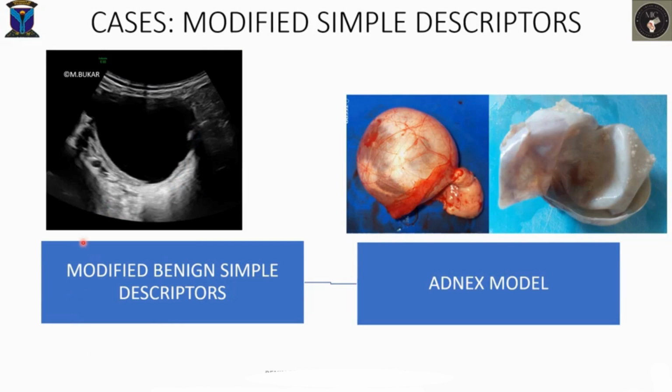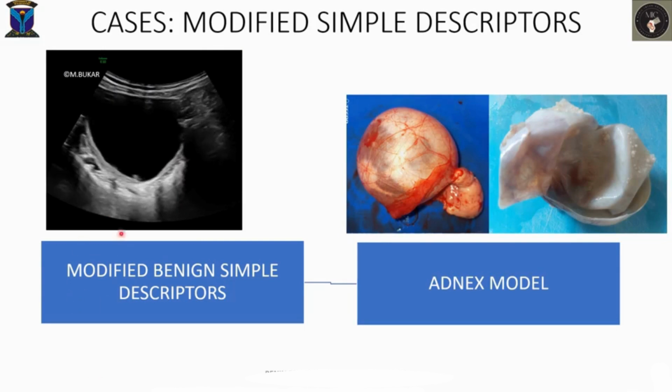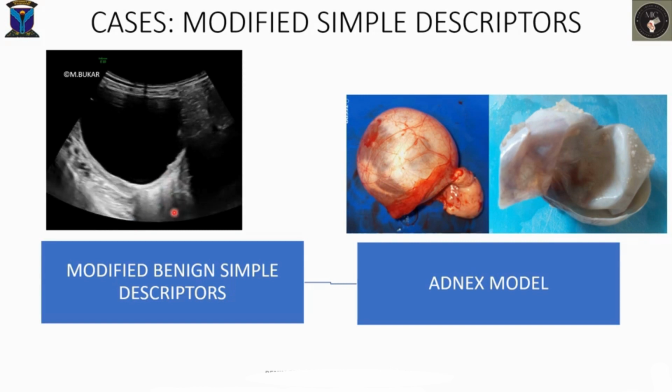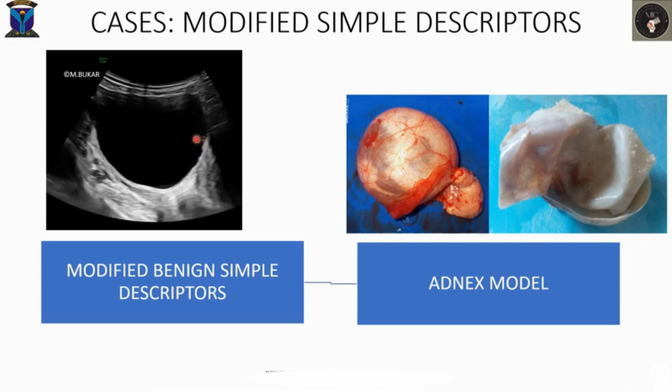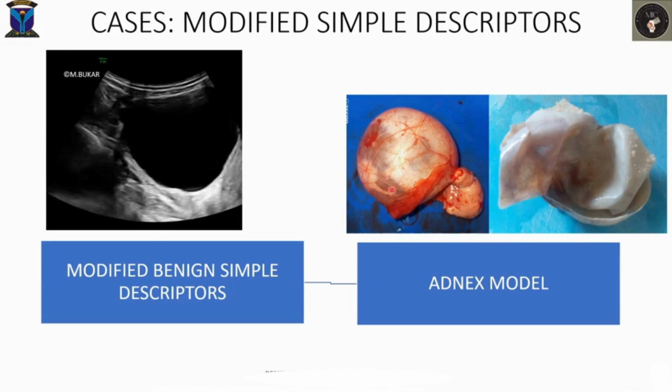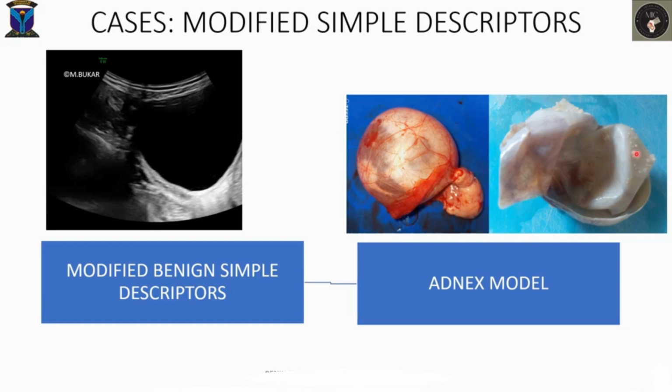Now look at this clear content. Look at this projection here with the acoustic shadows. Look at some projection here, casting shadow. Another one here. This is a surgical specimen and the internal wall of the cyst.